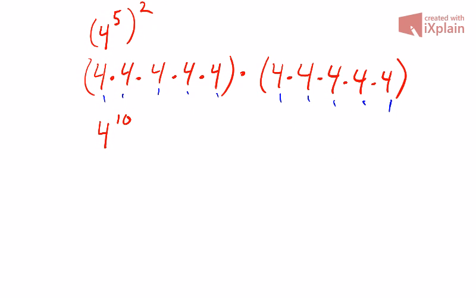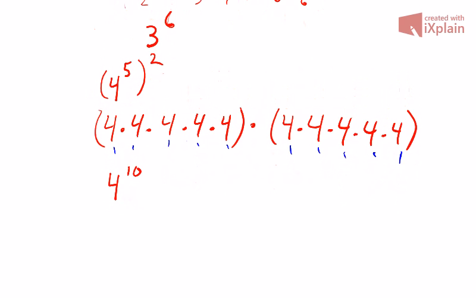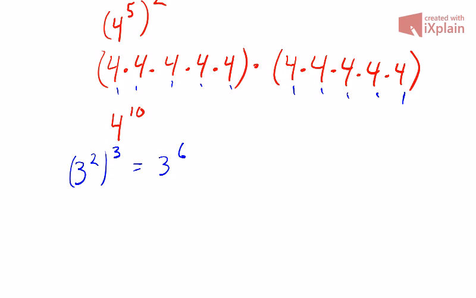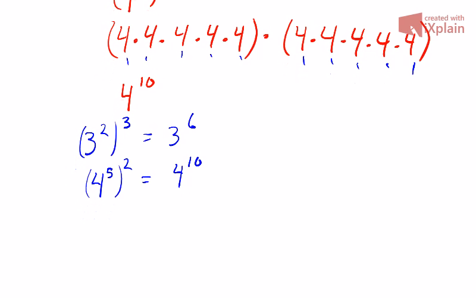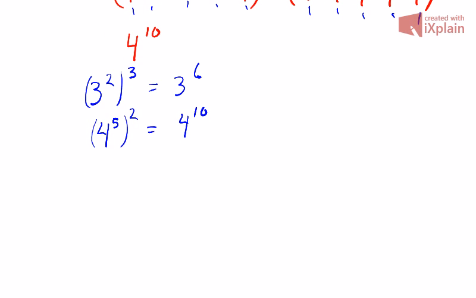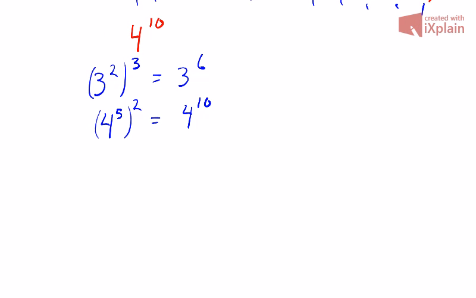So looking at what I just said, if I have 3 squared to the power of 3, I end up with 3 to the 6. I also said that if I have 4 to the 5th squared, I end up with 4 to the 10th. So we should be starting to see a pattern a little bit. And what we end up finding is that if I have something, I'm going to call that something x, and I raise it to a power, let's call that power a, and then raise that to another power, let's call that b, I'm going to end up with x to the power of a times b.